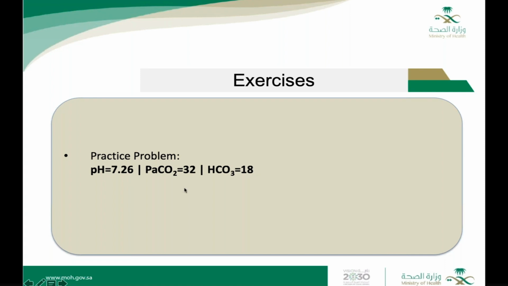Now let's review if there is any compensation. The normal value of PCO2 is 35 to 45. So there is a slight movement, going down in order to get the pH up. So we call it partially compensated metabolic acidosis.